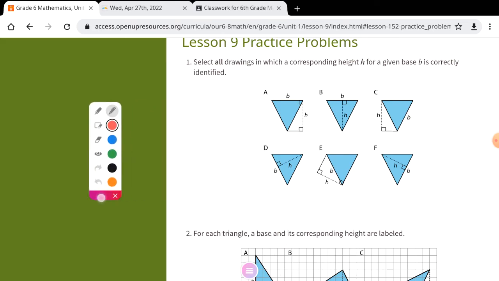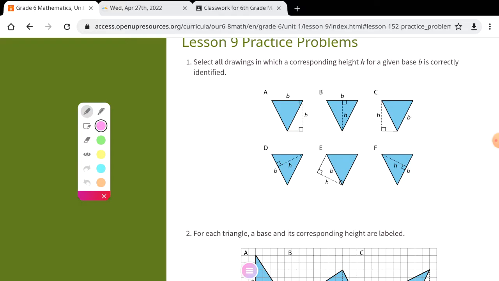Okay, with your highlighter, mine's going to be small for a second because my board's doing crazy things. I want you to highlight the base. So just highlight the side that they have labeled the base. Highlight the side that they have labeled the height, which is this. What are some things you notice about that side that they have highlighted? It's not inside the triangle.